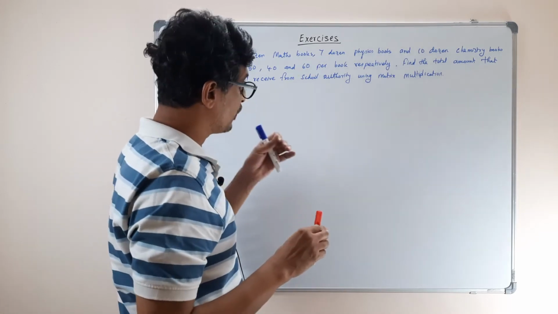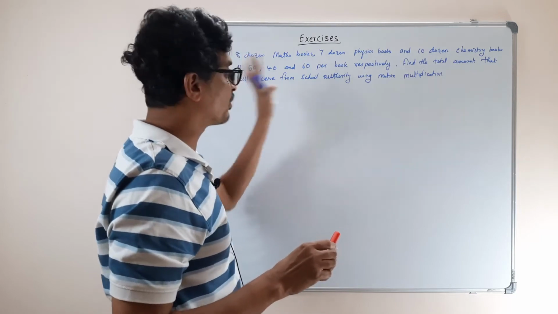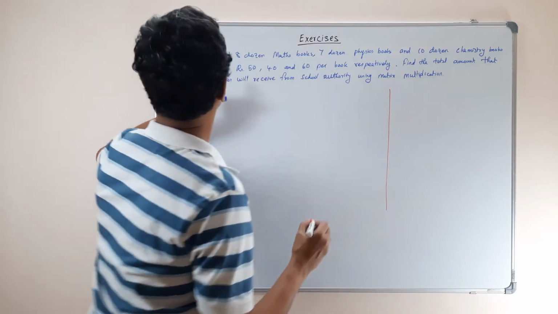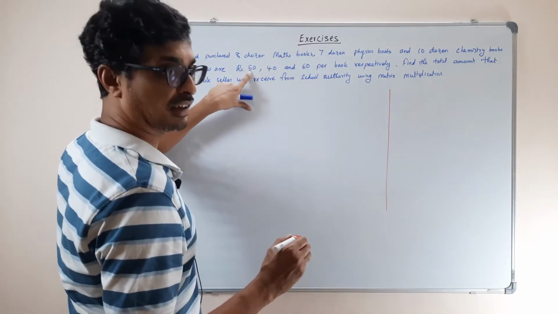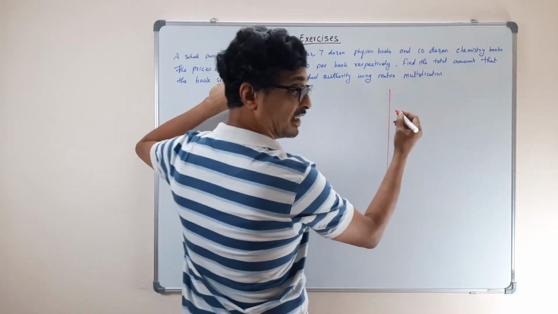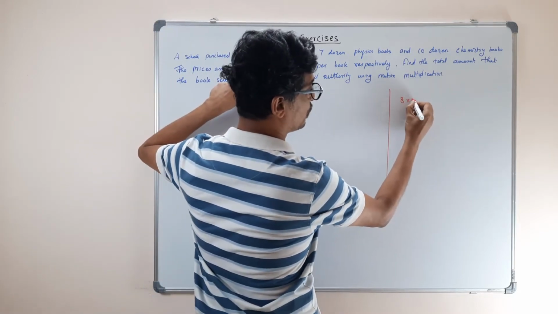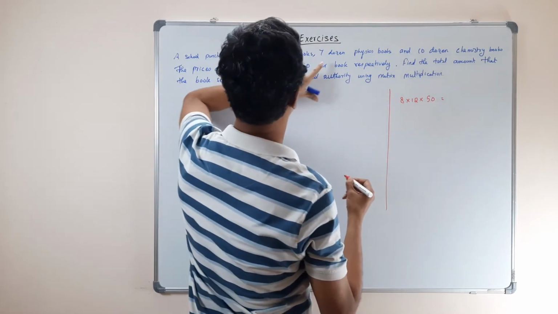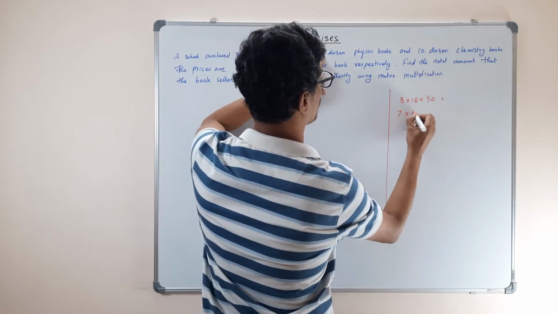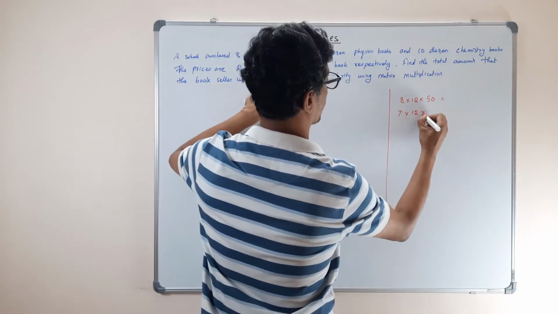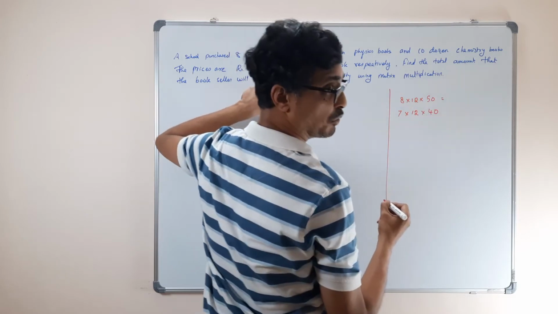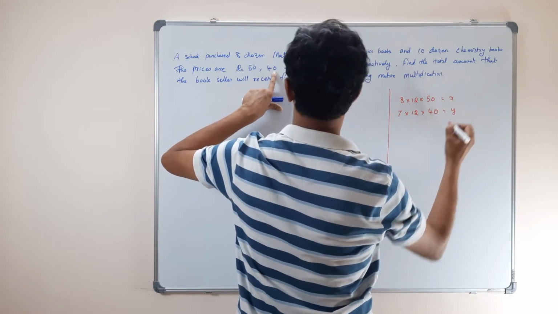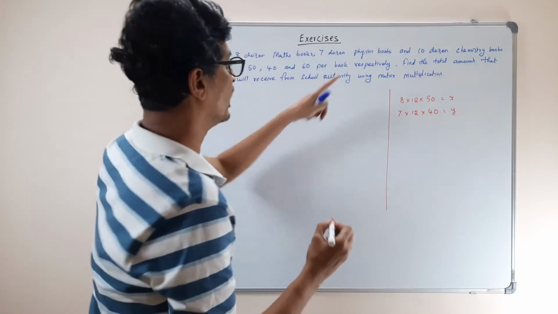So if I had asked you to solve this problem without a matrix, you could have solved it straight away. What is it that you will do? What is the cost of a maths book? 50, correct? So how many books are there? 8 dozen. 8 dozen means 8 into 12, and into 50 will be the first cost, correct? The second one will be 7 dozen physics books, 7 into 12 into 40, correct? So let us call this X, Y, and what is the last one?